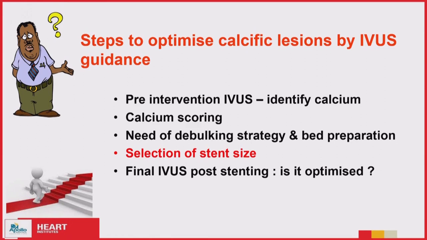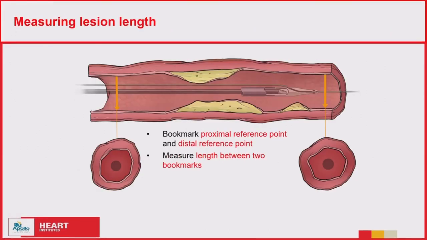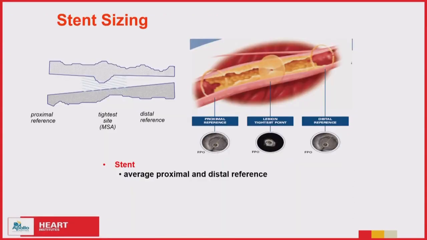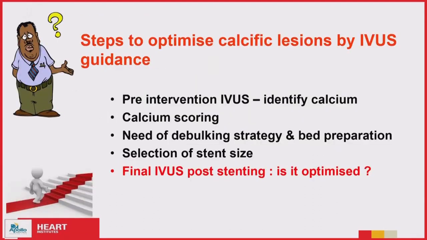Now, the fourth step is to select the device size. For the device size, you have to see the proximal and the distal length, bookmark them, and see the length between them, and try to see what is a proximal reference, what is a distal reference, and accordingly try to land your stent on a zone which is less than 50% or approximately 40%. Now, this is what you do: the average of the proximal and the distal reference, and then based on that you do a stent sizing.